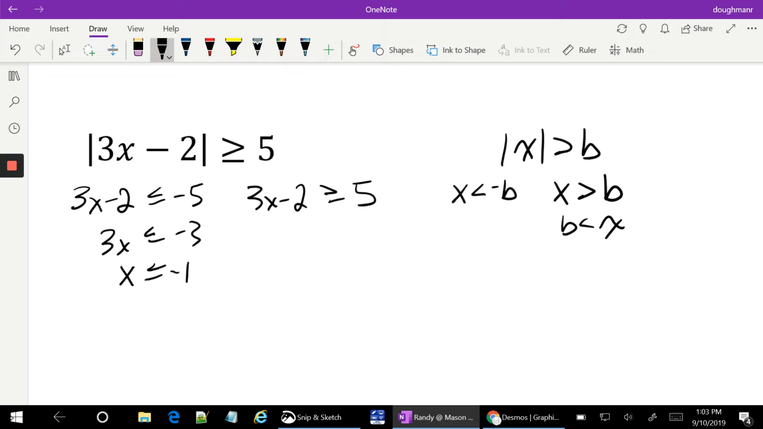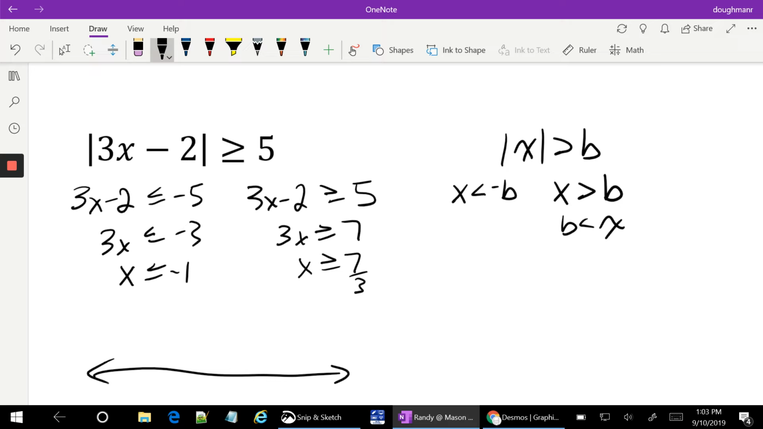And in this equation, 3x is greater than or equal to 7, which means x is greater than or equal to 7/3 or 2 1/3, whichever way you want to look at that. So in interval notation, number line notation, -1, 7/3.